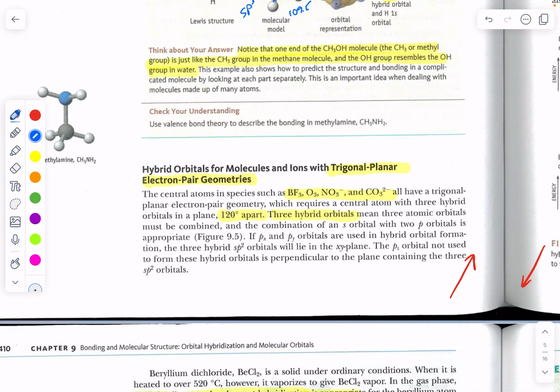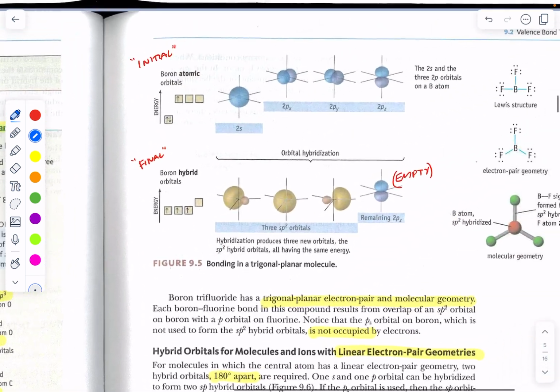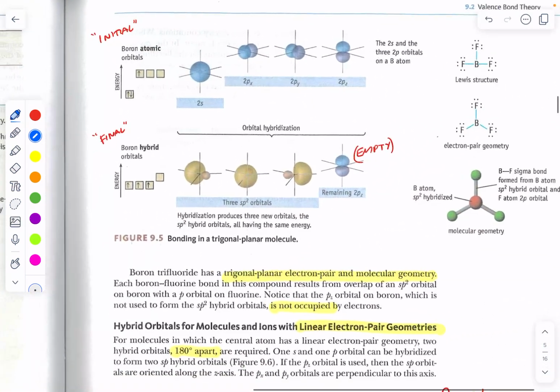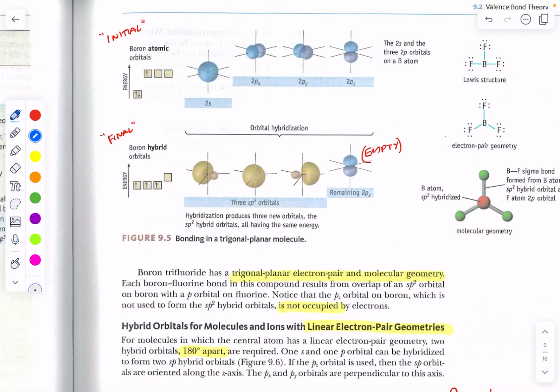All right, what about trigonal planar electron pair geometries? And there are 4 very common examples for trigonal planar. And sometimes they're worth memorizing because they're so common, especially the nitrates and the carbonates. And we're going to be creating 3 hybrid orbitals. So let's come up and take a look at the picture.